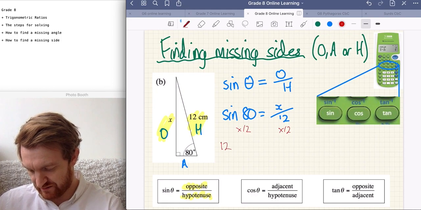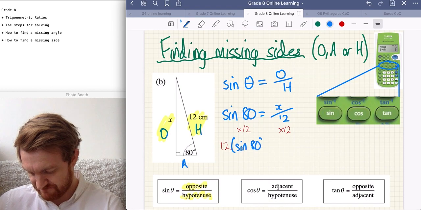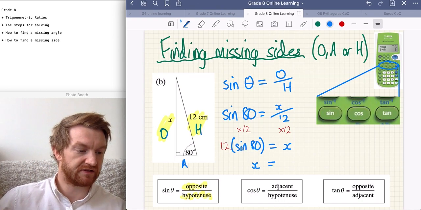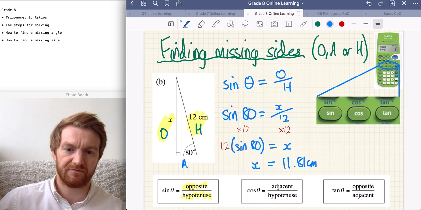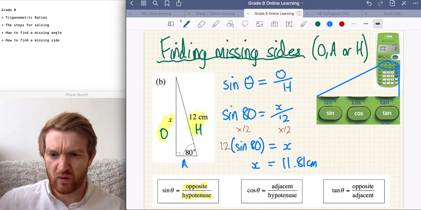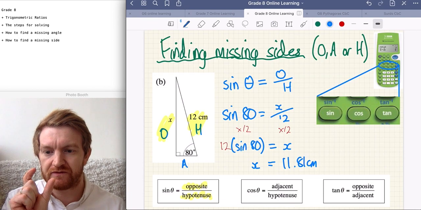So it's going to be 12 times sine 80 is equal to x, and we type that into the calculator, and 12 sine 80 is 11.81 centimeters. Now we know the longest side is 12, and this is 11.81, so it's very close.